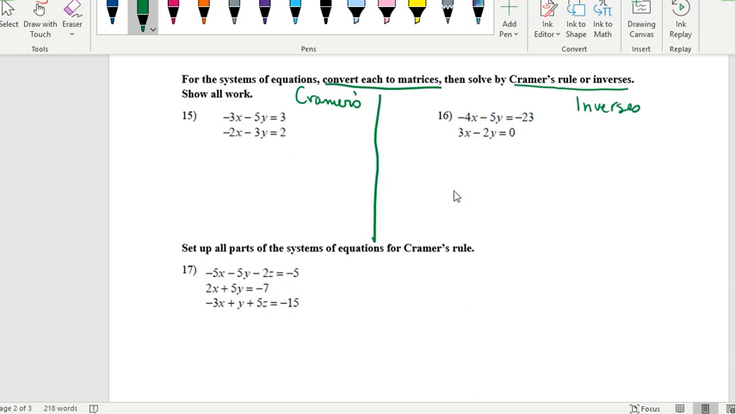All right, so let's start with Cramer's rule. First, we have to convert to matrices. So that means we're going to have -3, -2, -5, -3, times x, y, equals the solutions of 3, 2. Okay, and I want you to notice that we're going to do that for each of these. Doesn't matter which format we're doing it.